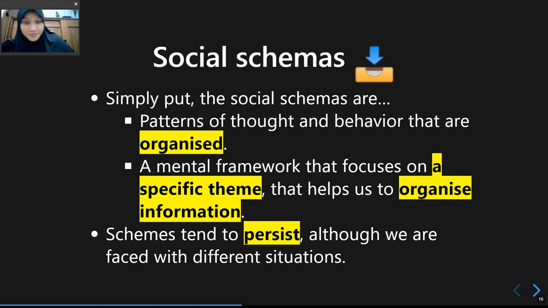And interestingly, social schemas tend to be permanent. I wouldn't say permanent, but they tend to persist over quite a long time, even though we are faced with different situations. When you ask me whether it is possible for a schema to change, it is also possible, and I'm going to discuss that at the end of this meeting.